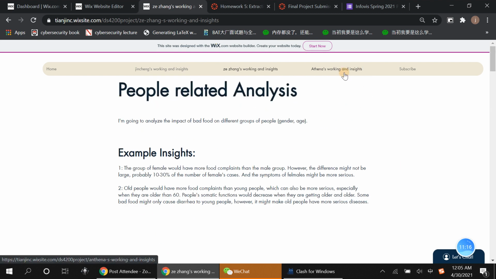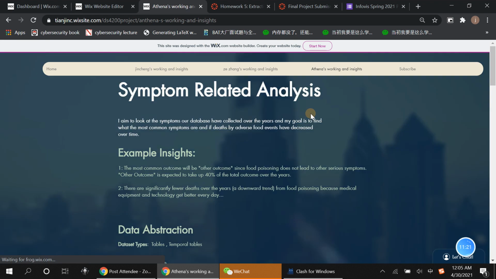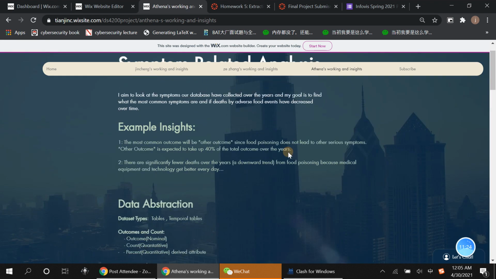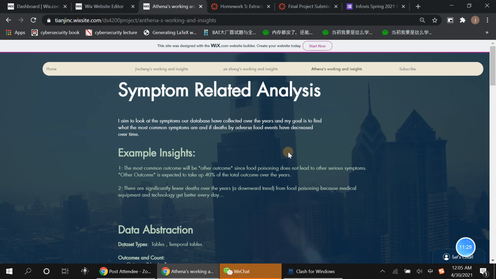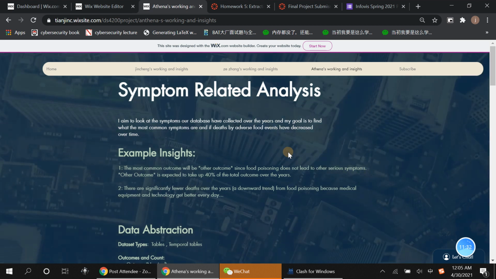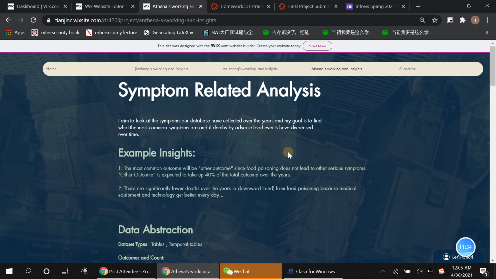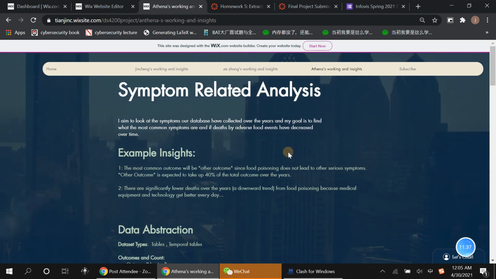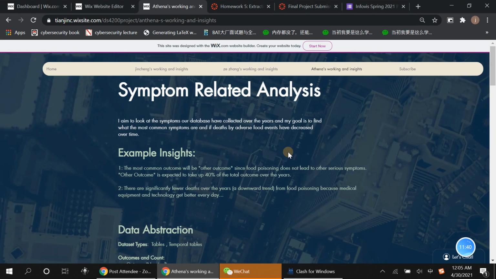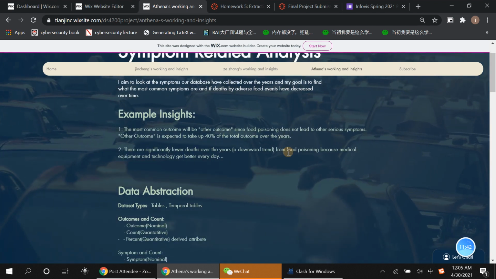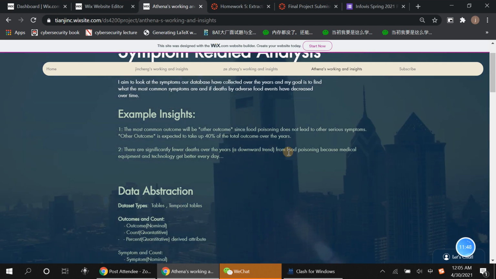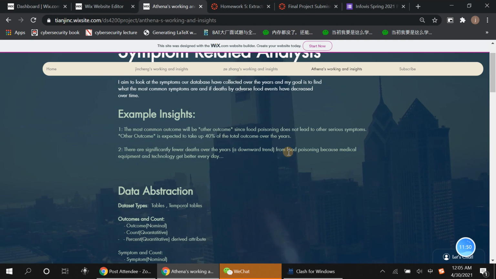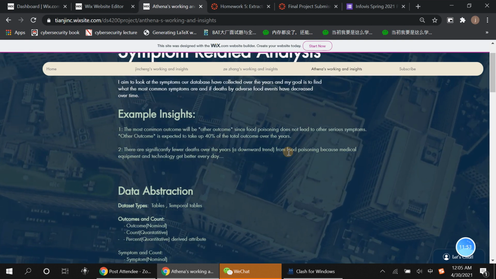And next, I'm going to move to Athena's work and insights. Athena's work is to look at the symptoms in the datasets we have collected over the years. Her goal is to find out what the most common symptoms are and if deaths or adverse food events have decreased over time. The example insight is that the most common outcome would be the other outcome, since food poisoning does not lead to other serious symptoms.